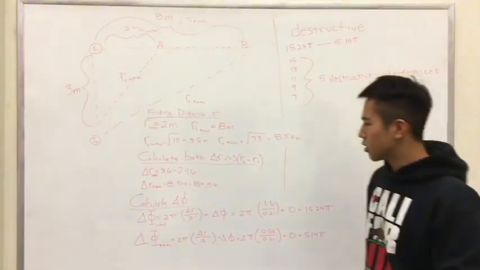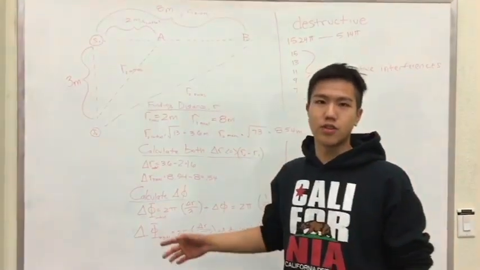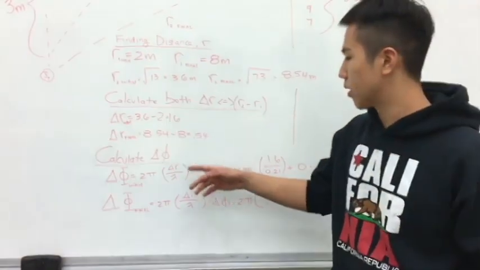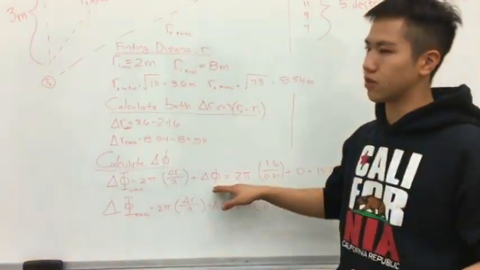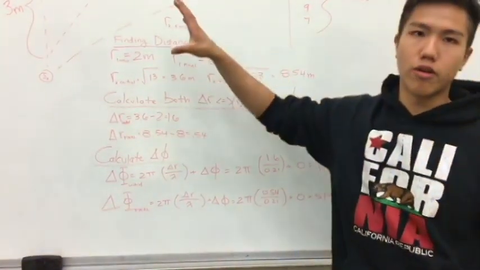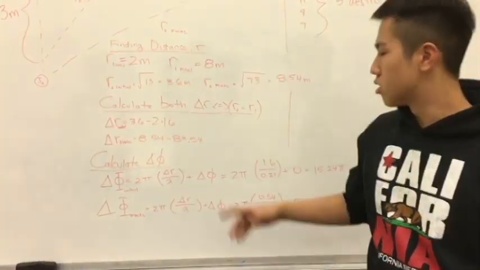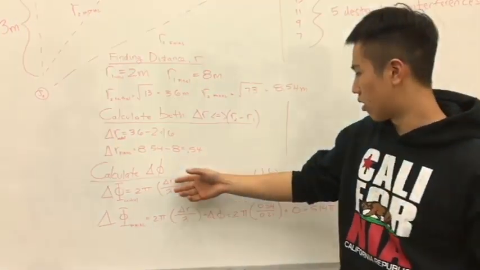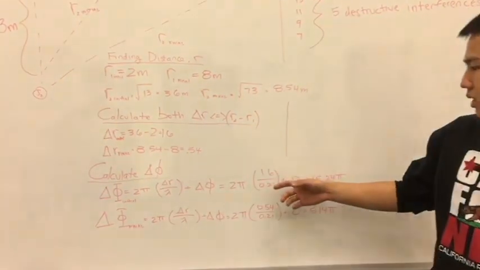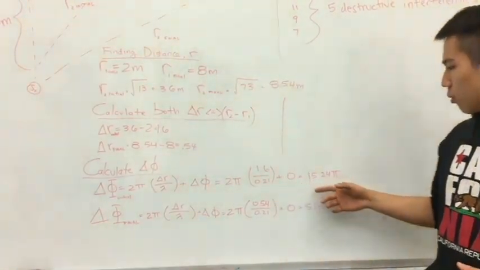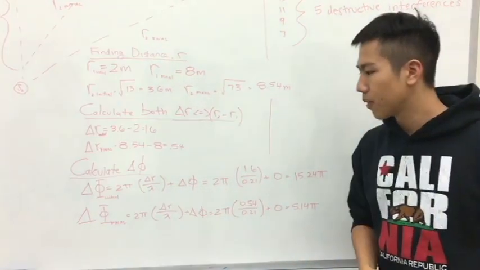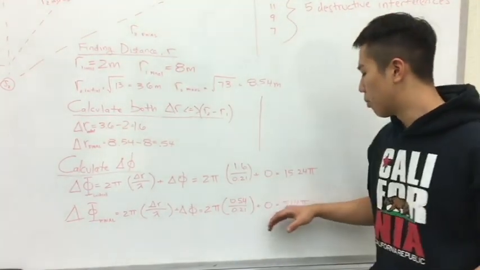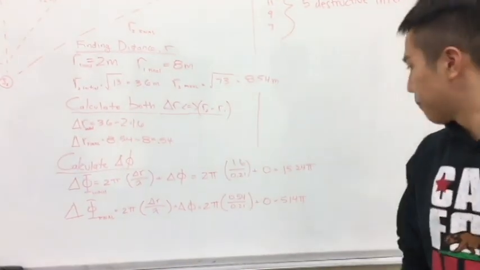So the next step we're going to do is find the difference in the difference in the phase. According to the phase function, it is 2 pi times delta R divided by lambda, plus the initial difference. In this case, because the two waves are in phase, the initial delta little phi is going to be 0. If we plug in the initial value for delta R, we get 1.6 divided by 0.21, which gives us 15.24 pi. And then if we do the same thing for the final state, we get 5.14 pi.